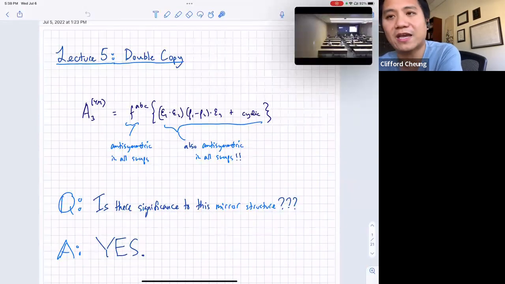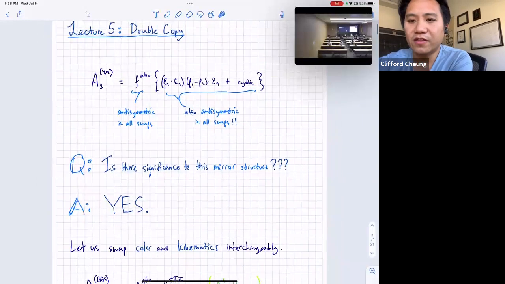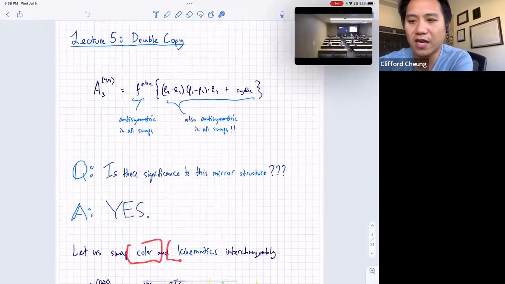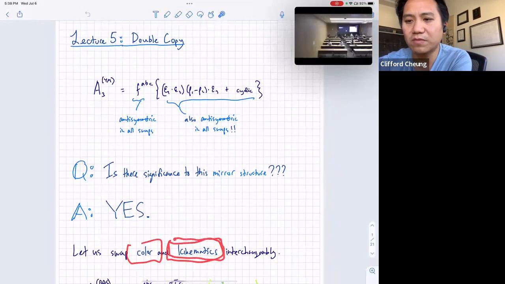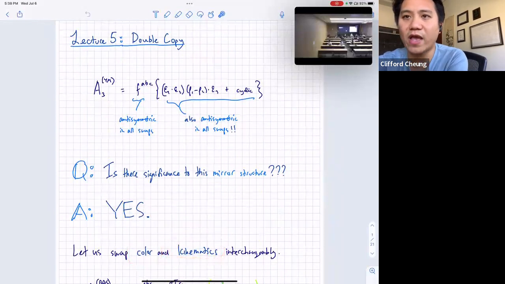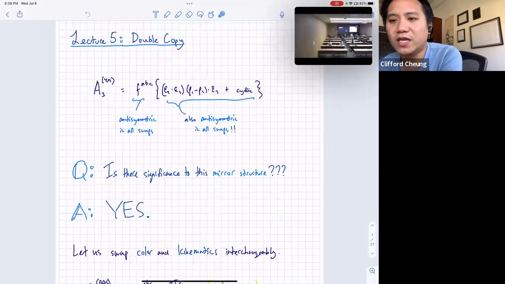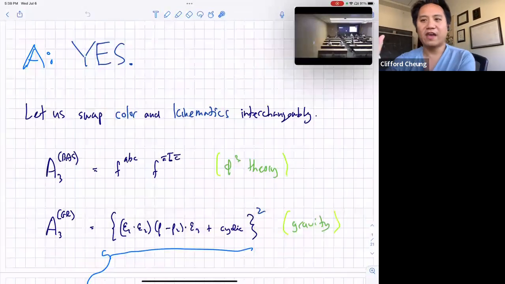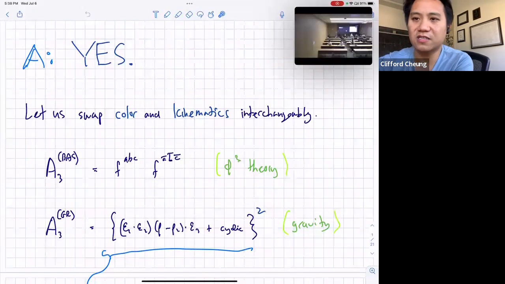And that's going to be what I'm going to unpack here. And the kind of thing I want to commit to is this notion that, since color and kinematics show up together in these circumstances in some kind of interchangeable way where you could swap them, we can embrace this duality fully and just start swapping color with kinematics.